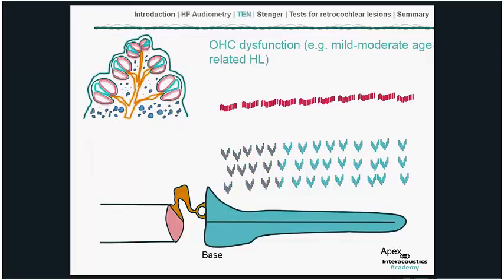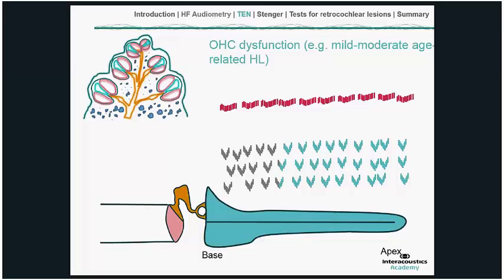And as mentioned, if we had some outer hair cell dysfunction, for example here we have some high frequency outer hair cell dysfunction, that would be very typical of perhaps an age-related or noise-induced hearing loss, particularly where it's of a mild or moderate degree. And as mentioned, the purpose of a hearing aid is to try and mimic the normal function of these outer hair cells in providing audibility.